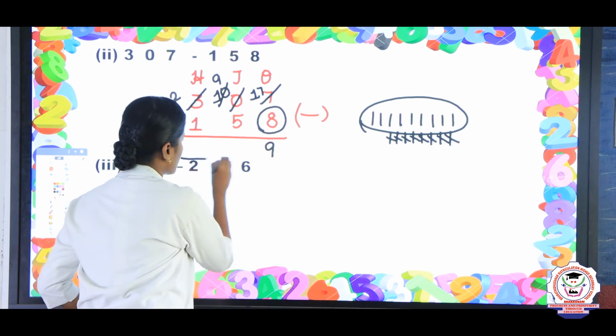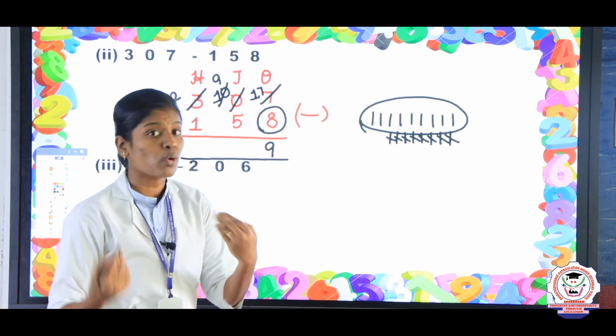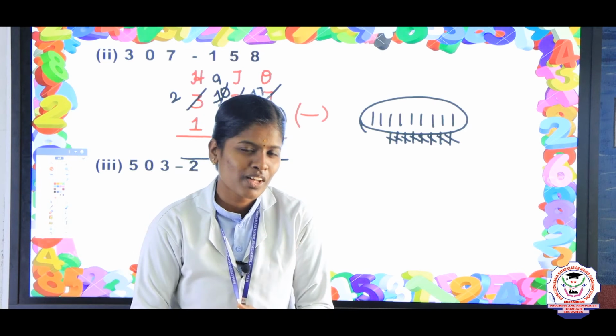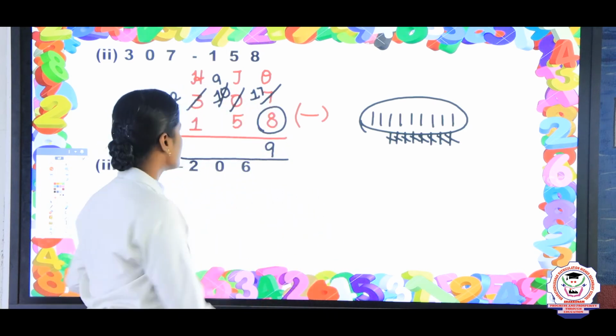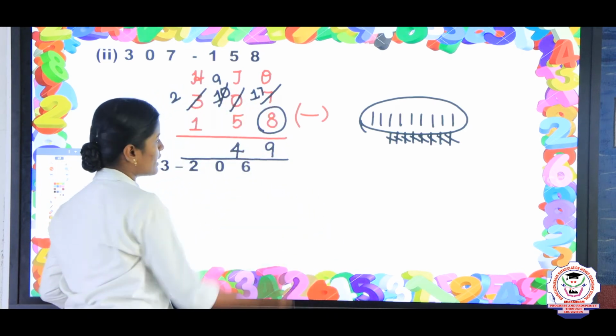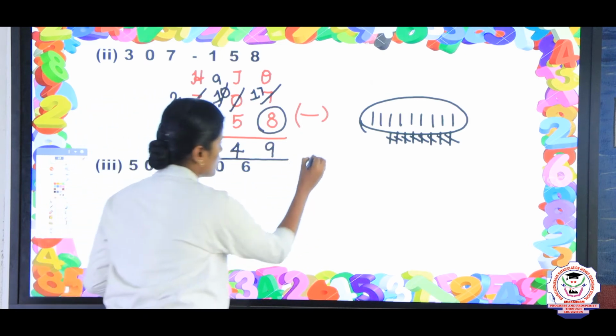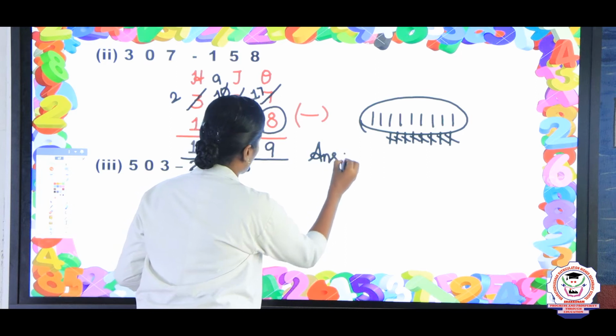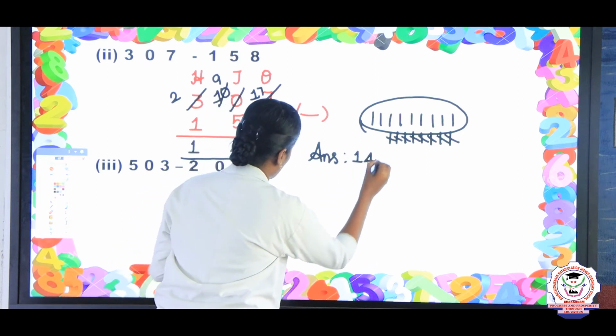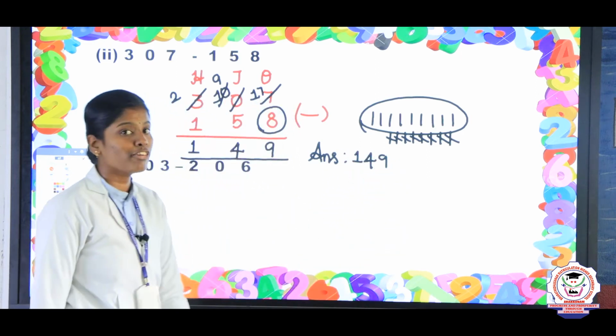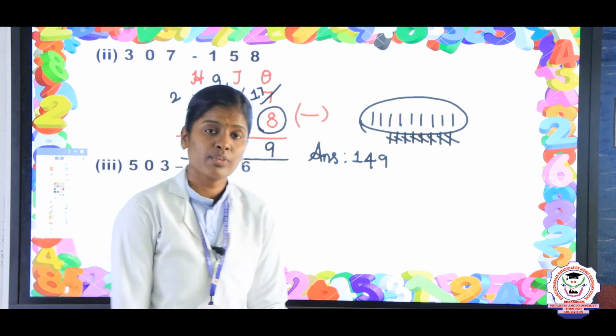Write the answer 9. Now tell me Nasreen, what is 9 minus 5? Very good my dear. The answer is 4. So 9 minus 5, the answer is 4. Then we will take 2 minus 1, the answer is 1. So write the answer 149. What is the answer? 149. So next we have another example.